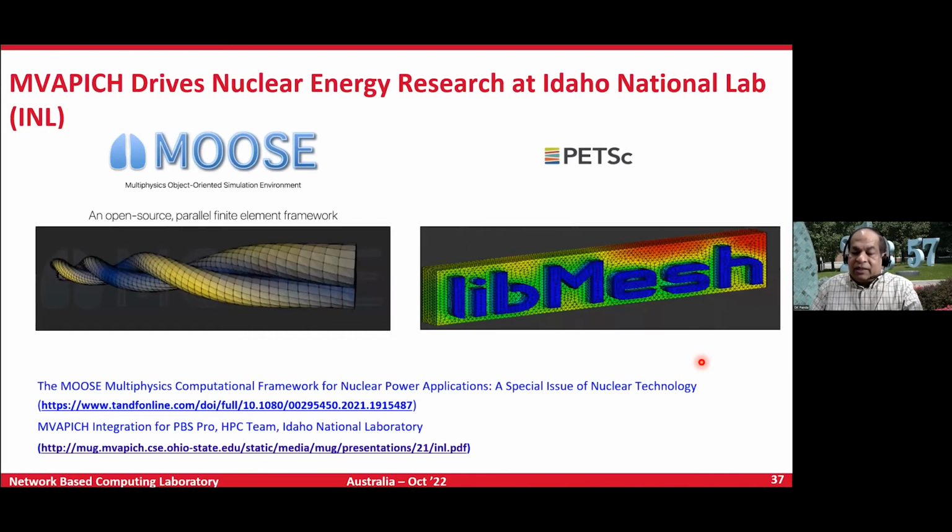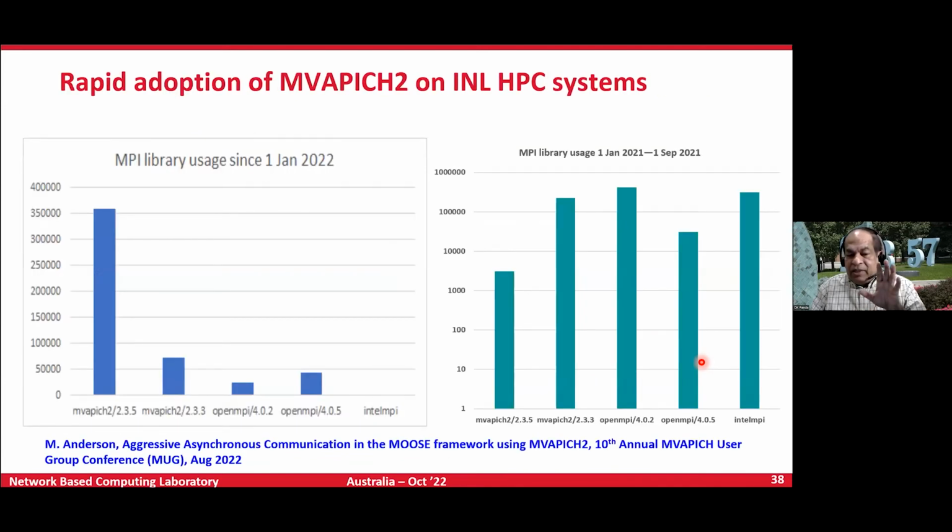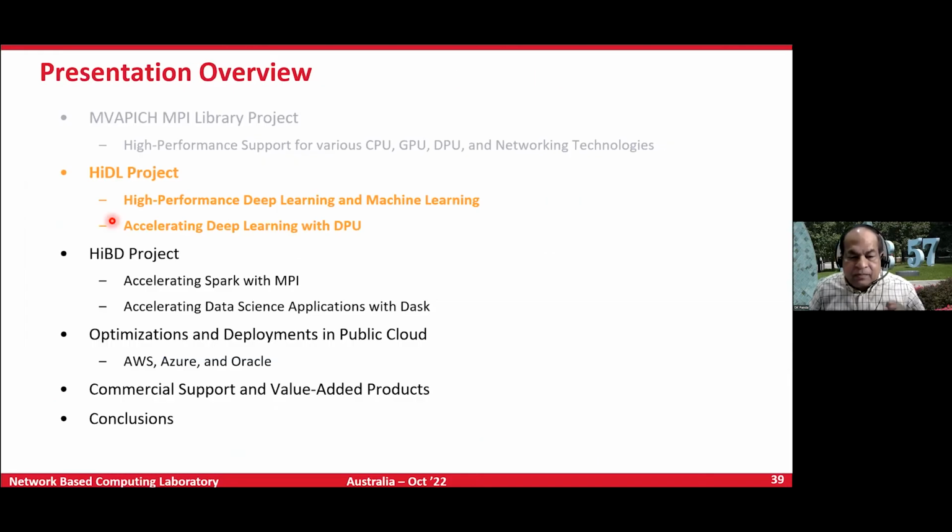There's also another institution called Idaho National Lab. They use a lot of applications like Moose, Bison. In fact, they have been continuously using MVAPICH2, and this was a presentation by INL at our MUG annual conference we did last month. On the right-hand side, they showed their users were using different libraries over the years. But beginning of this year, most of them have moved to MVAPICH2 because it is delivering far better performance and scalability compared to others. So that is an overview of the MVAPICH project.